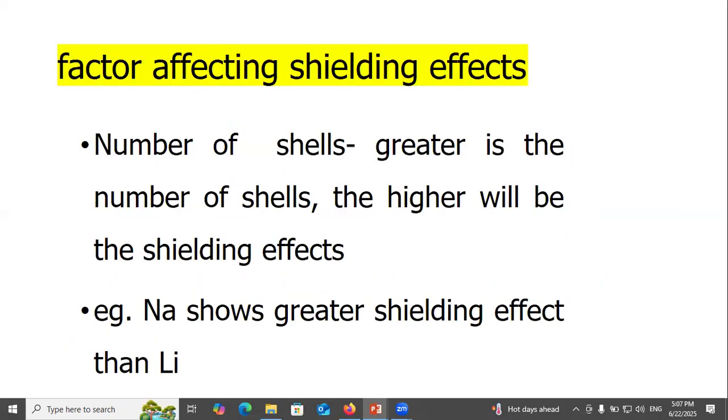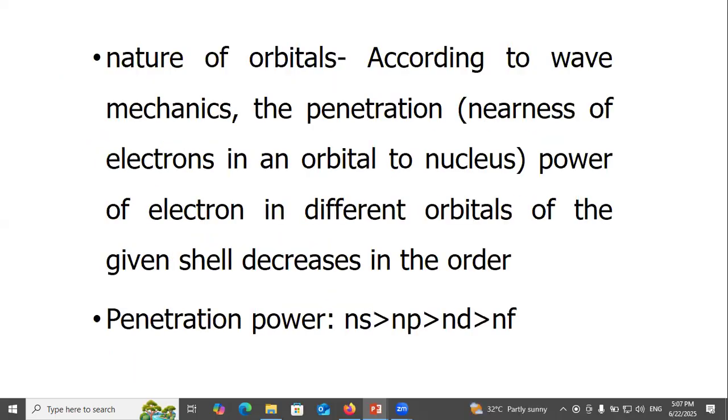Factors affecting the shielding effect: number of shells. The greater the number of shells, the higher the shielding effect. For example, sodium shows a greater shielding effect than lithium. Nature of orbitals: according to wave mechanics, penetration means nearness of electrons in an orbital to the nucleus. The penetration power of electrons in different orbitals of a given shell decreases in the order ns highest, and nf smallest.